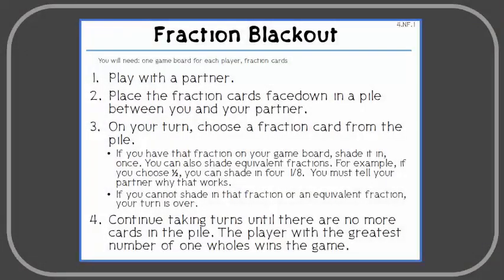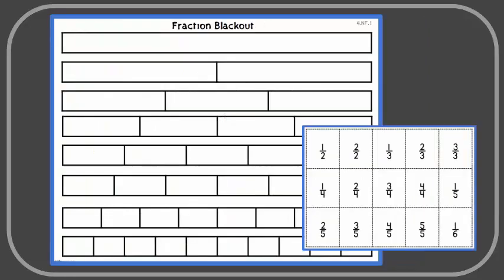Fraction Blackout is a great and interactive game that allows students to race to one whole by coloring equivalent fractions. The game board consists of blank fraction strips that students can color as they draw fraction cards. The goal is to use strategies and try to create more whole units than your partner.